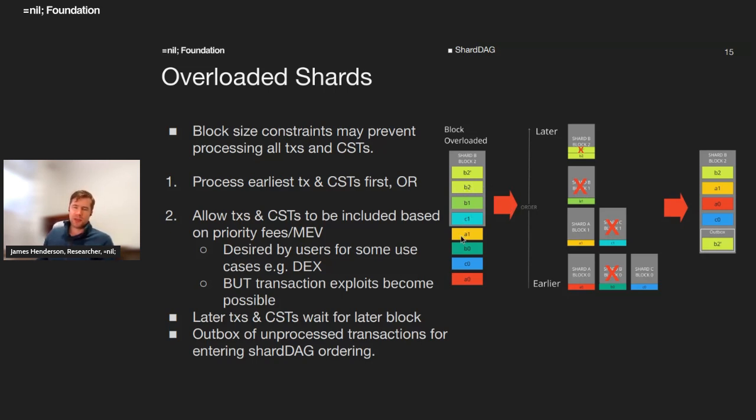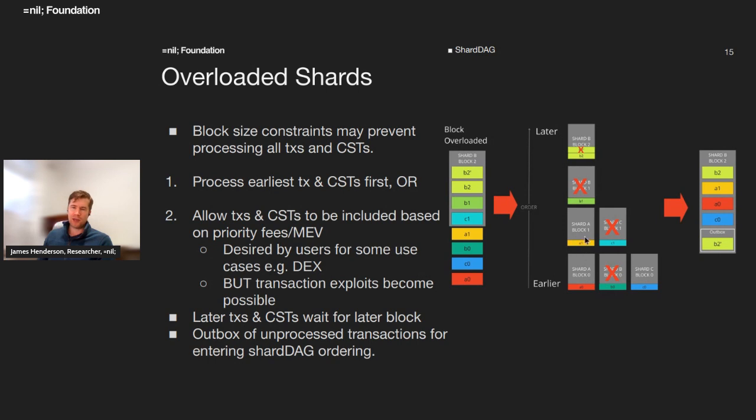The other option is we can allow priority fees to dictate which transactions get included. If we want to have that kind of situation, it might be useful, for example, for a DEX, where users might want to pay some fees to have their cross-shard transactions processed before other ones. So if you wanted to do something like that, you can just imagine we have this ordering in the middle. We just eliminate from the DAG certain cross-shard transactions based on their priority fees.